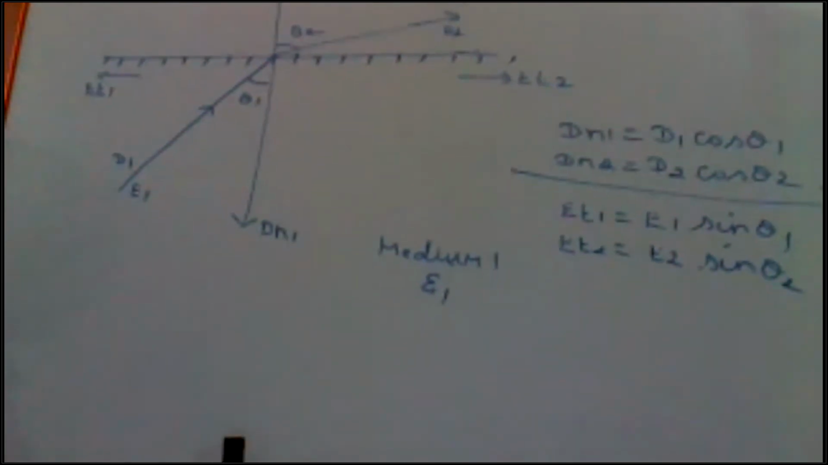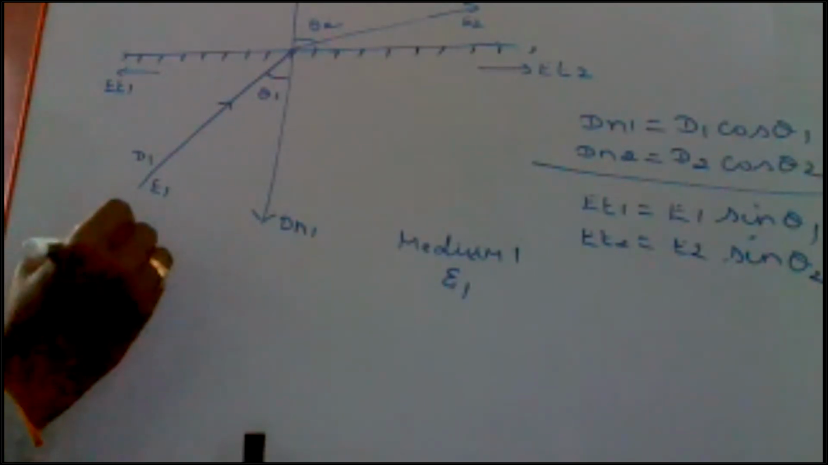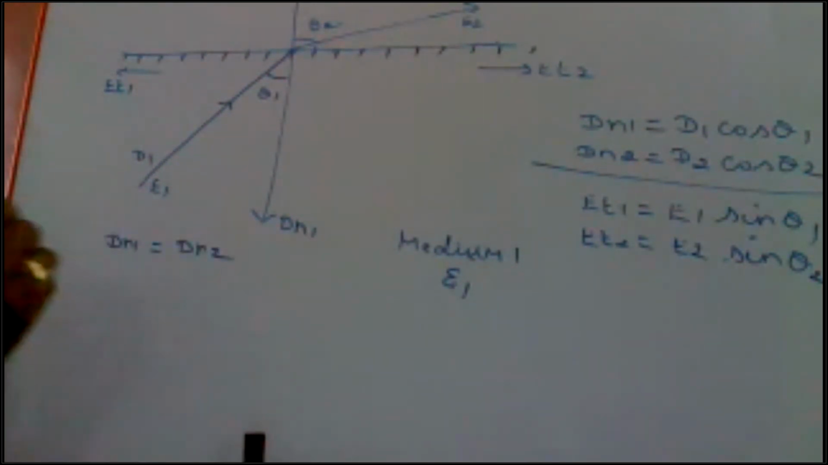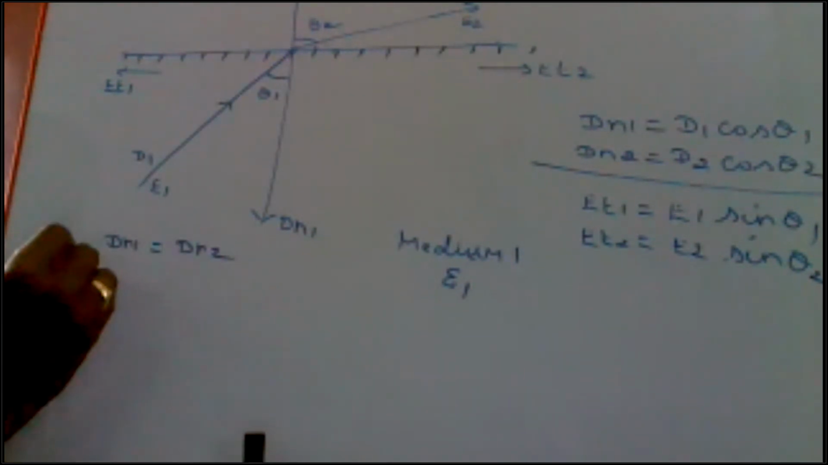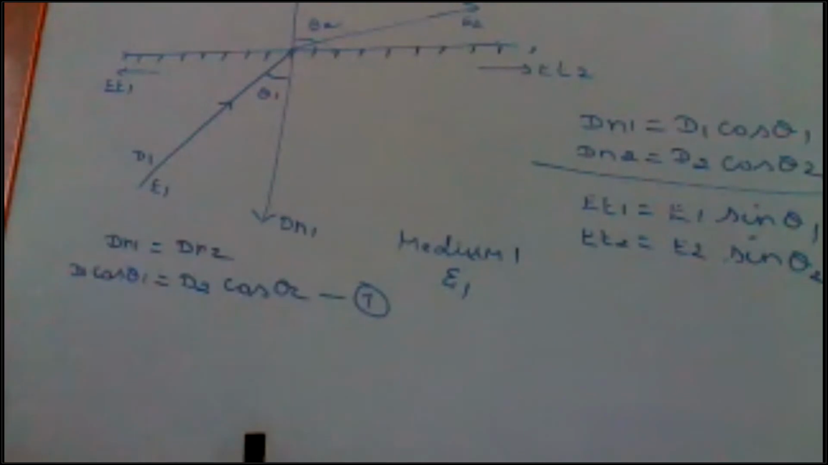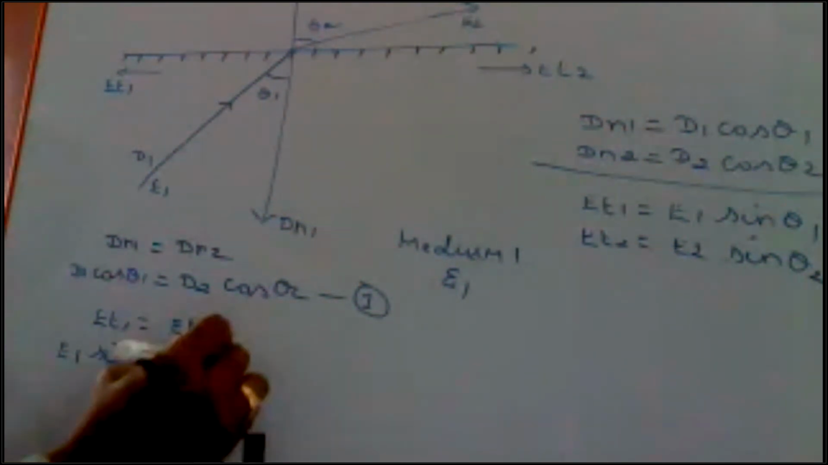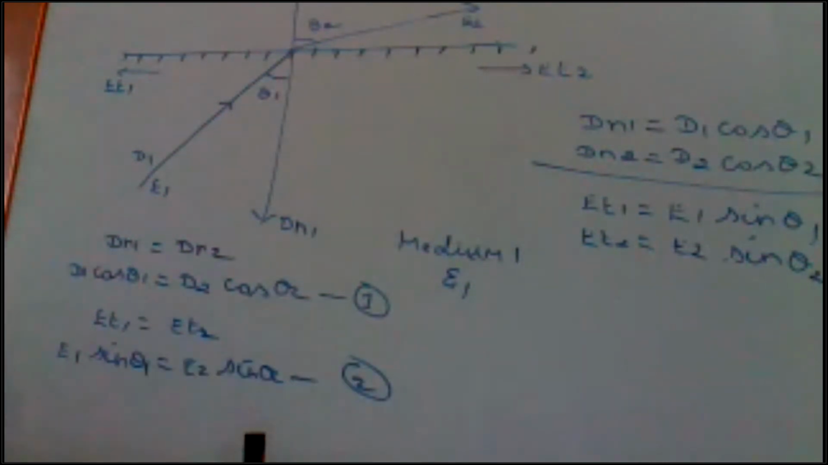Okay. I hope there is no doubt. I'll come to this side now. See, after you have written this, from the boundary conditions, what is known to us? dn1 equal to dn2 அப்படின்னு நமக்கு தெரியும் இல்லையா? So dn1 அப்படிங்கிறது என்னங்க? d1 cos theta1 equal to d2 cos theta2. ஓகே, இதை equation 1 வச்சுக்கோங்க, நோ ப்ராப்ளம். அடுத்தது இன்னொரு பவுண்டரி கண்டிஷன் நமக்கு தெரியும், et1 equal to et2 அப்படின்னு. அப்ப என்ன ஆகும் உங்களுக்கு? e1 sin theta1 equal to e2 sin theta2. You take this as second equation.